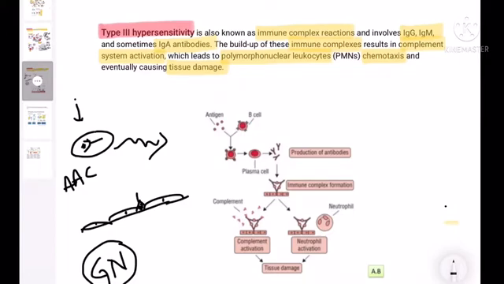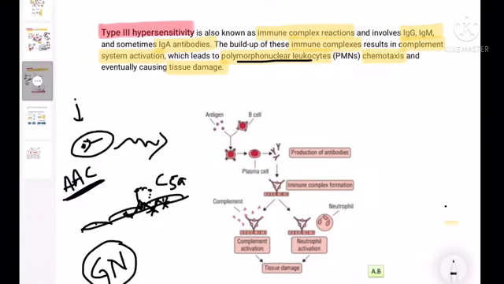Once this antibody and antigen complex binds or gets stuck to the endothelial cell, then there will again be activation of the complement system. Then this complement system causes damage of the endothelium. So this is type 3 hypersensitivity reaction, when there is a formation of antigen-antibody complex that will go and deposit anywhere, and that causes activation of the complement system. And they said that there will be chemotaxis of the polymorphonuclear cells.